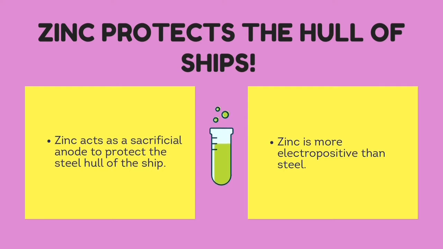Zinc block is attached to the hull because it has a more anodic potential than steel when it is immersed in seawater. So these anodes will supply the cathodic protection current, and zinc will act as a sacrificial anode to protect the boat from corrosion because it is more reactive than steel. This process is generally called galvanic corrosion, which simply means bimetallic corrosion.